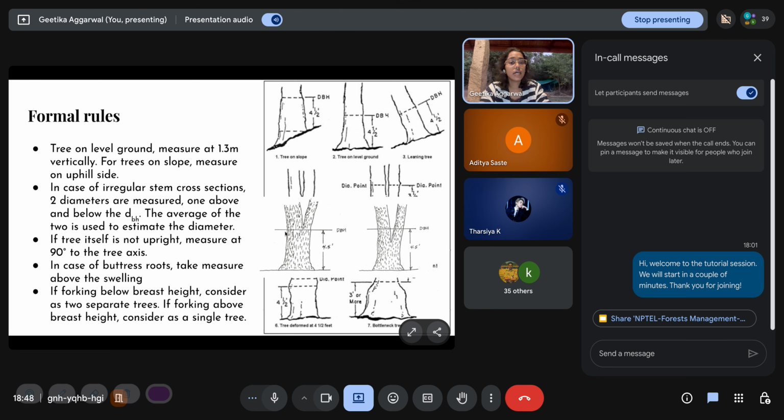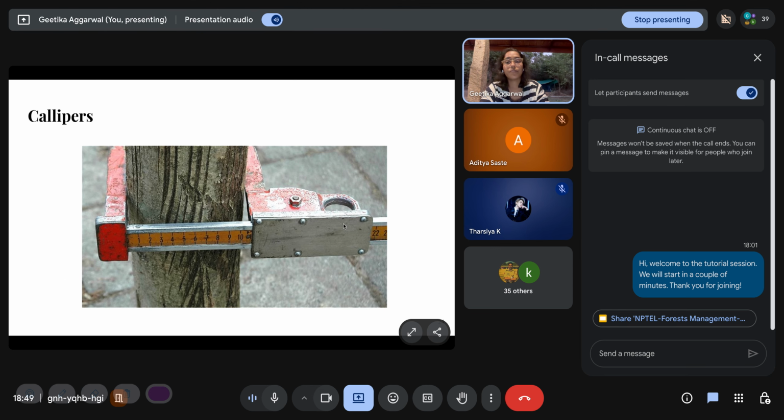So you can see here the forking is happening above the DBH, diameter at breast height. So here you consider this as a single tree and you take one diameter. If the forking is happening below the DBH, then you measure two diameters and consider them as two separate trees.